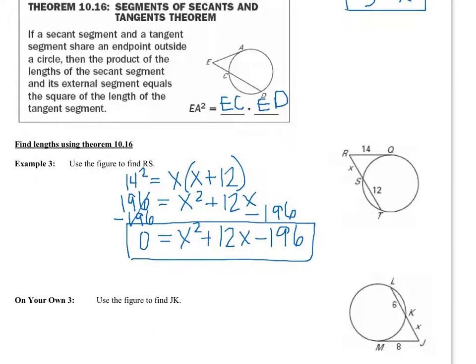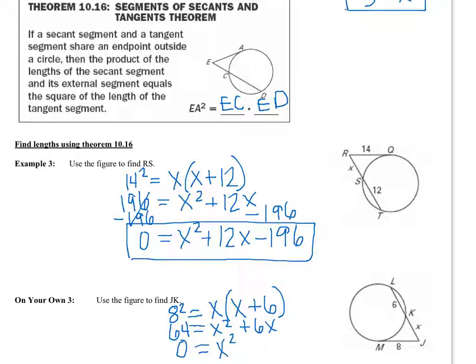On your own 3, again, we are going to do just the tangent. So 8 squared equals, for the secant, the outside of the secant times the entire secant, so x plus 6. So that's 64 equals x squared plus 6x. And if we put that in standard form, by moving the 64 over, we have 0 equals x squared plus 6x minus 64. And that again brings us to the fact that it's a quadratic. You need to use the quadratic formula or some other method, maybe like factoring. And that is a skill you'll work more on in Algebra 2A.